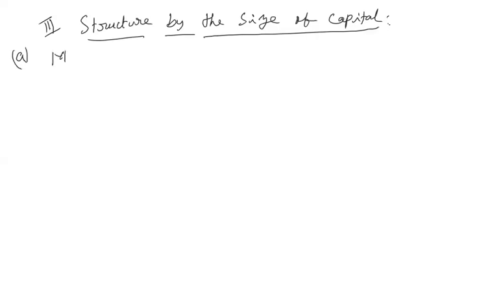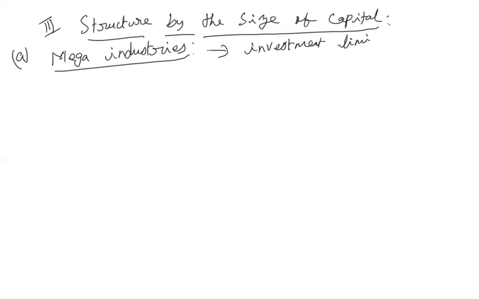The first one is called the mega industries. The name itself says it is a very, very large industry. Here the investment in plant and machinery is more than 100 crores. So the investment limit is more than rupees 100 crores. Any industry or firm which has an investment in plant and machinery of more than 100 crores will be categorized as mega industries.